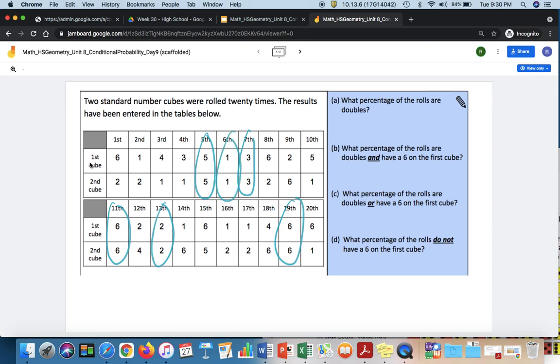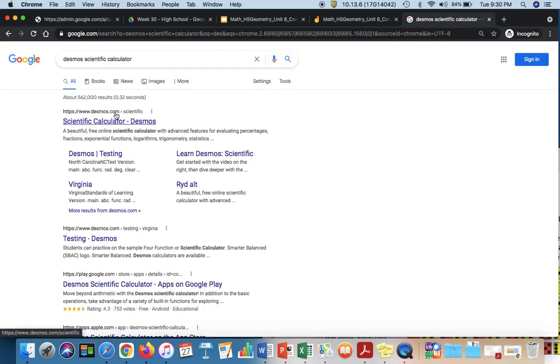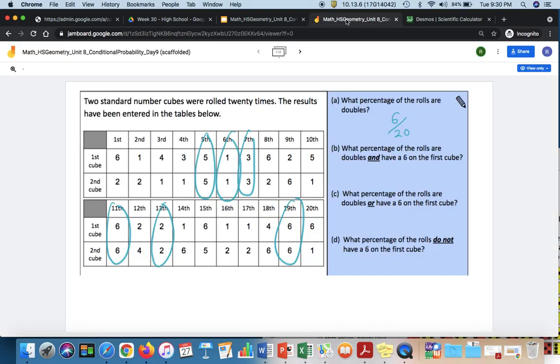All right, so that's a total of 6 doubles that were rolled out of 20 possible outcomes, or the 20 times that they were rolled. So that would be 6 over 20 as our answer to A. Now I'm going to go to my Desmos Scientific Calculator. If I write 6 over 20, because the question asks me for a percentage, I'll see 0.3, and it's my responsibility to know that 0.3 stands for 30%.